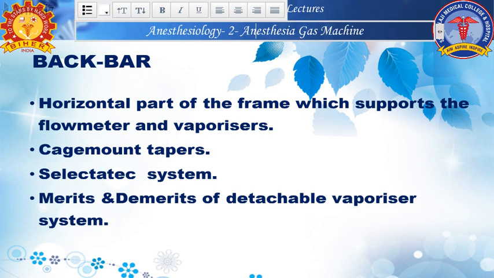The back bar is a horizontal part of the frame that supports the flow meter and the vaporizers. It is a cage mount taper system. For vaporizers we have the selector duct system.